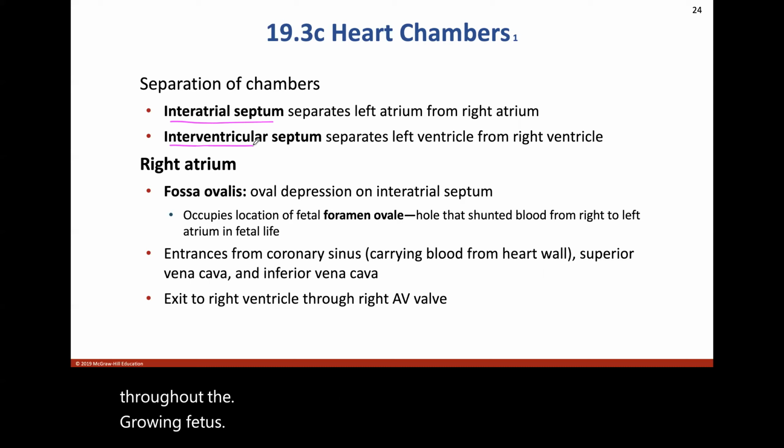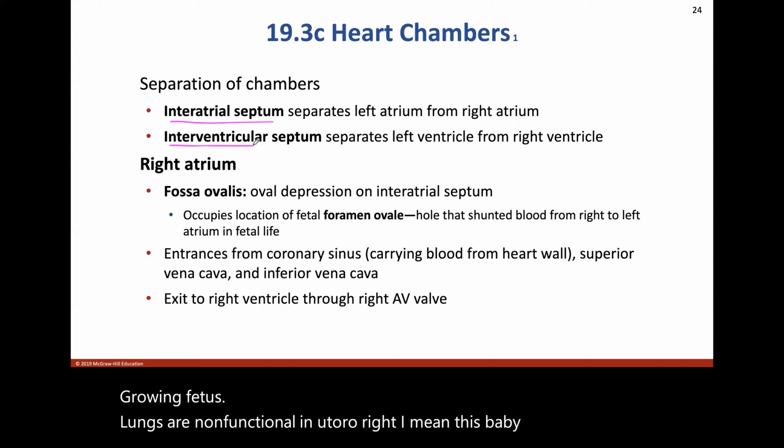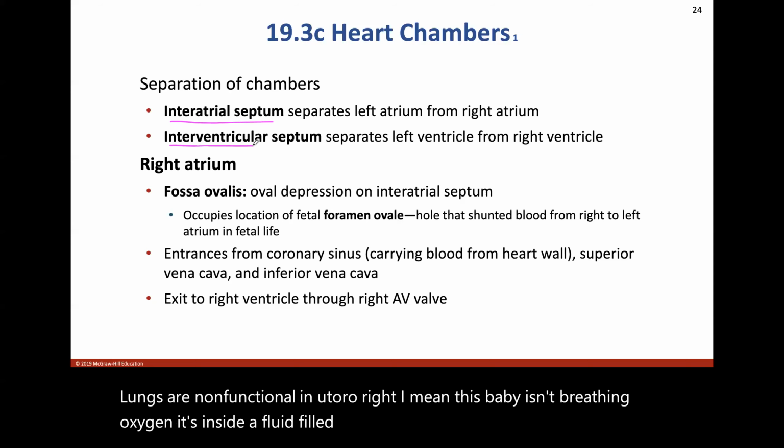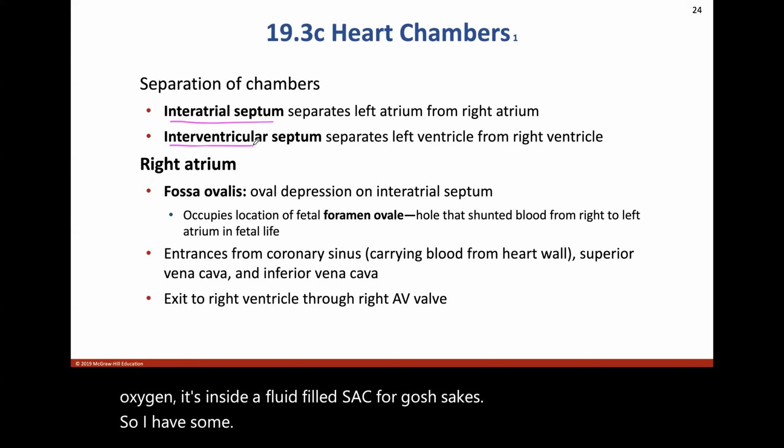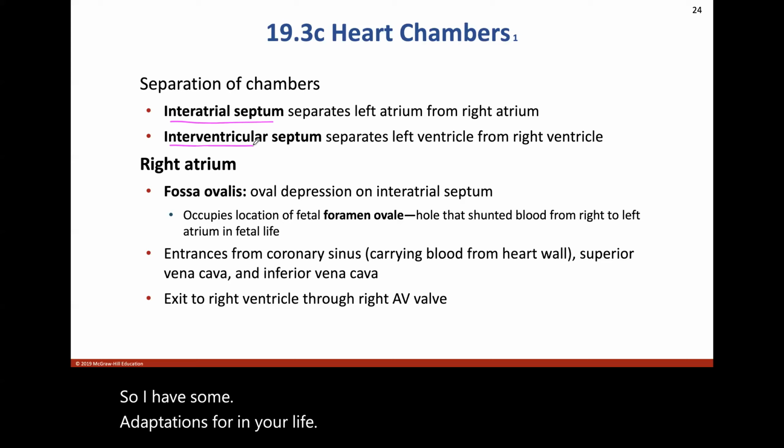Lungs are non-functional in utero, right? I mean, this baby isn't breathing oxygen. It's inside a fluid-filled sac, for gosh sakes. So I have some adaptations for in utero life, and this foramen ovale is one of them.